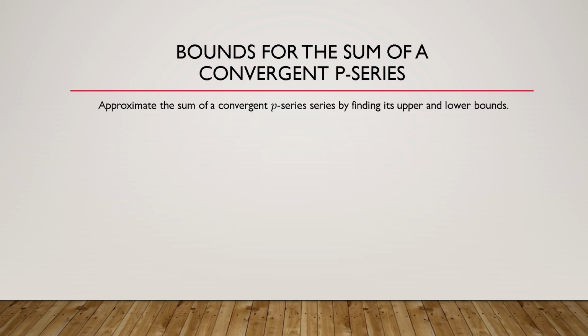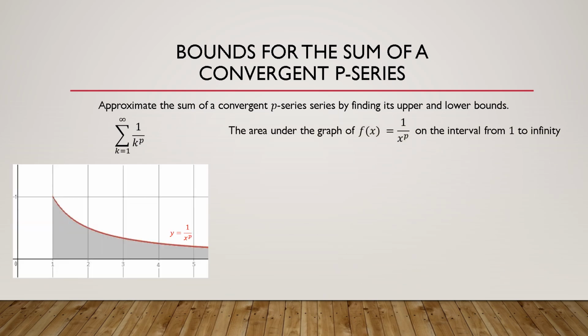It is often possible to approximate the sum of a convergent p-series by finding its upper and lower bounds. To calculate the bounds of this convergent series, we first consider the area under the graph of f of x equals 1 over x to the p on the interval from 1 to infinity, where p is an integer greater than 1. This can be computed as the integral from 1 to infinity of dx over x to the p.